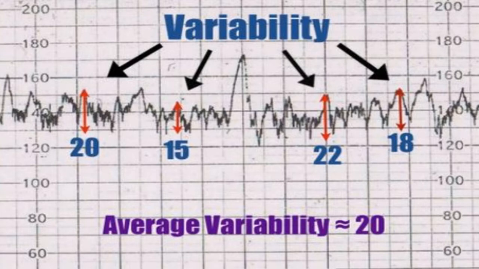Variability is non-reassuring if it is reduced below 5 beats per minute, and this is accepted up to 50 minutes, or if the variability increases more than 25 beats per minute, and this is accepted up to 25 minutes. It is considered abnormal if the variability is reduced below 5 beats per minute for more than 50 minutes, and also if the variability is increased more than 25 beats per minute for more than 25 minutes.